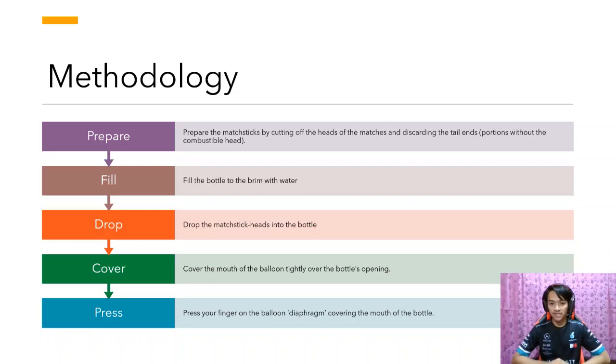In order to begin the experiment, the first step is to prepare the matchsticks by cutting off the heads of the matches and discarding the tail ends. Secondly, fill the bottle to the brim with water. Thirdly, drop the matchstick heads into the bottle. Fourth, cover the mouth of the balloon tightly over the bottle's opening. And finally, press your finger on the balloon diaphragm, covering the mouth of the bottle.